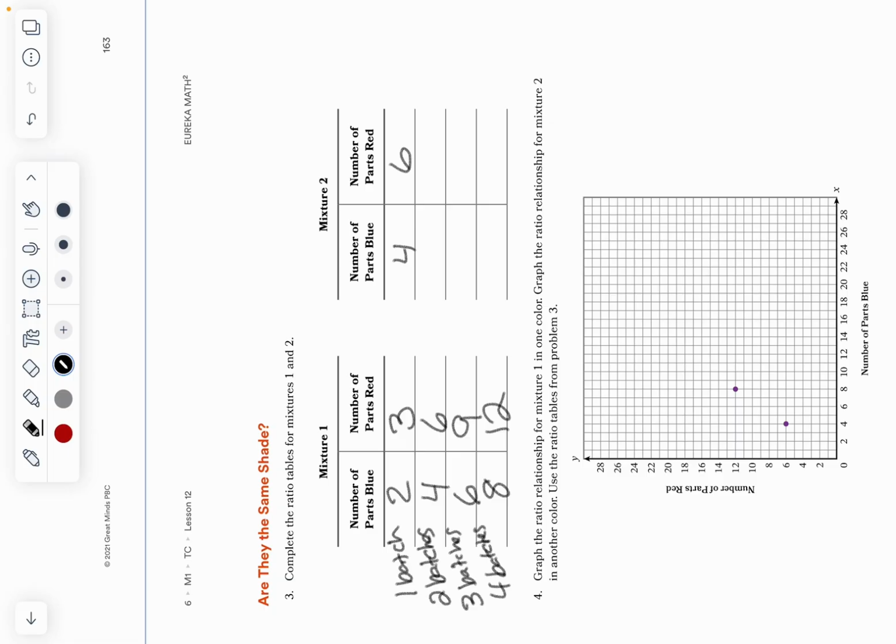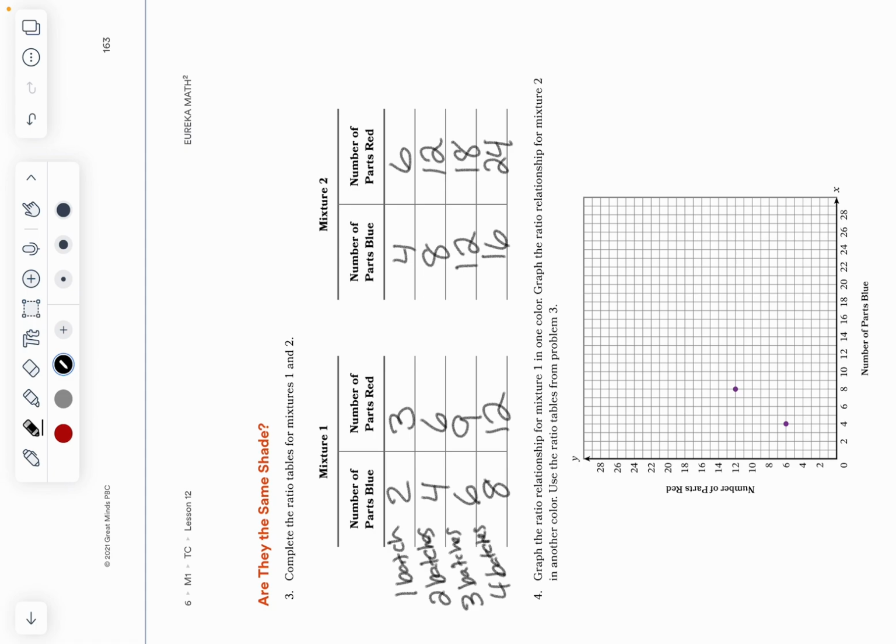2 times 2 would give me 4, 2 times 3 would give me 6, 2 times 4 would give me 8, and I'm doing the same thing on the other side. All right, and we're going to do the same thing for mixture 2. So 4 times 2 would give me 8. 6 times 2 would give me 12. 4 times 3 would give me 12. 6 times 3 would give me 18. 4 times 4 would give me 16. And 6 times 4 would give me 24. So I'm just increasing the number of batches. So batch 1, batch 2, batch 3, and batch 4.